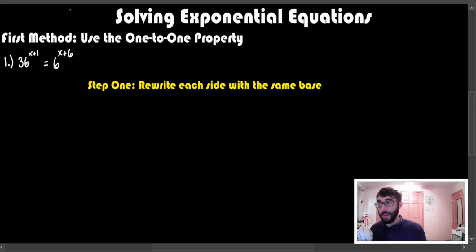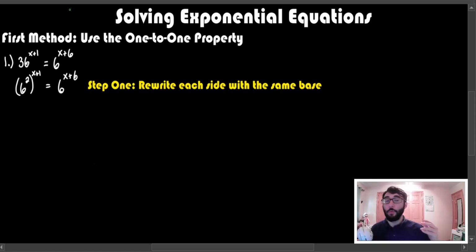What I mean by that is that 36 is 6 to the second power. That would have a base of 6. And on the right side, we have 6, which is just like 6 to the first power, which also has a base of 6. Now, if we're able to rewrite each side with the same base, this is generally the easiest way to go. We're not always going to be able to do that, but if we're able to, let's go ahead and work on that.